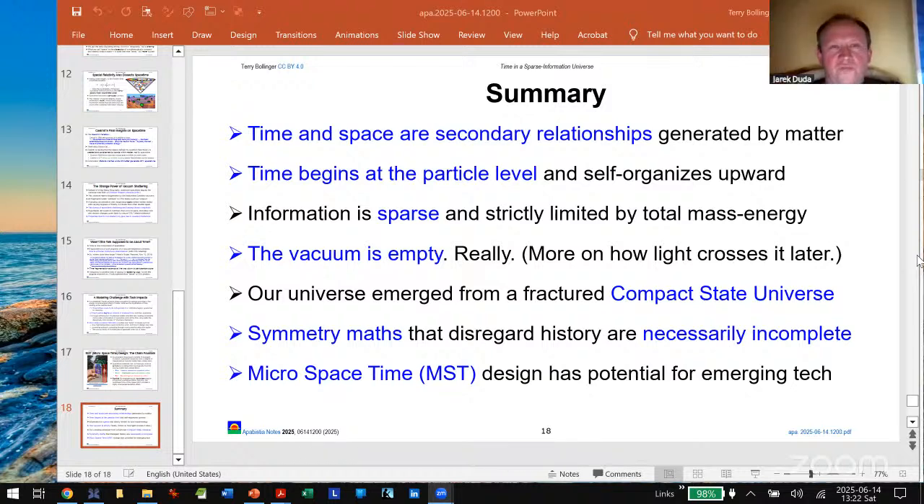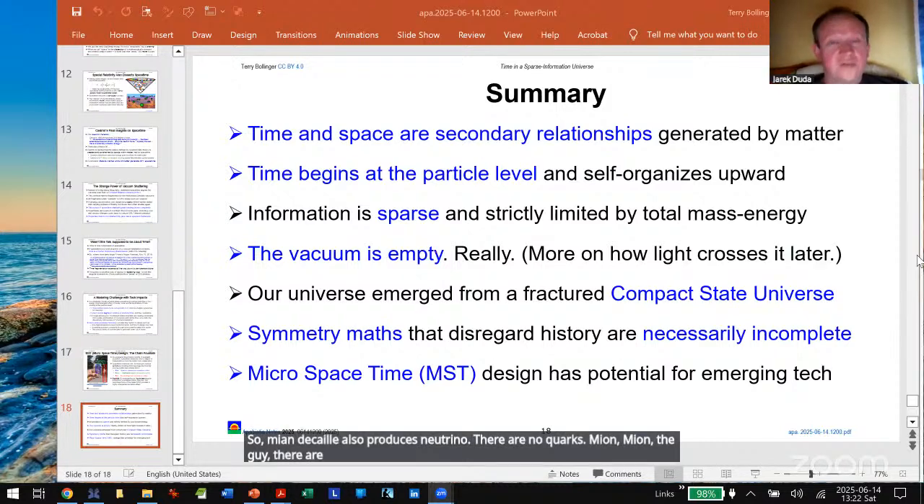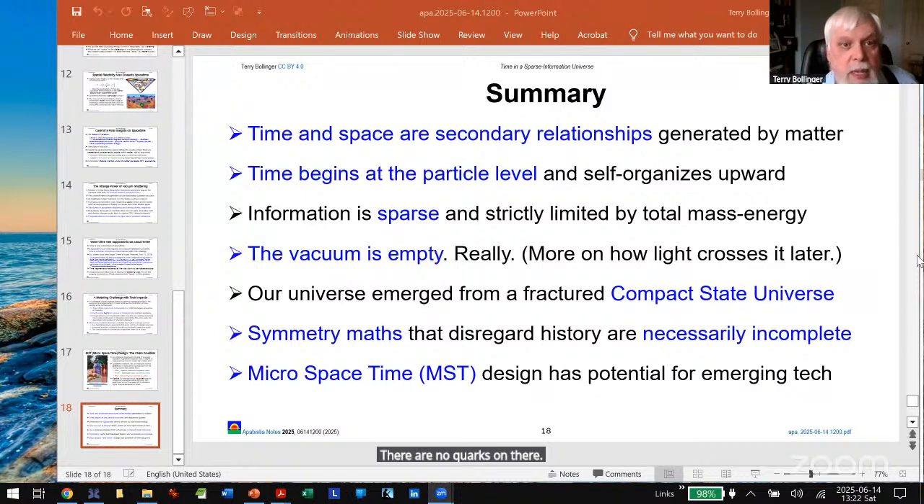So muon decay also produces neutrino. There are no quarks in muon decay. It also produces neutrino. There are no quarks there. Yes, there's no quarks in electron either.